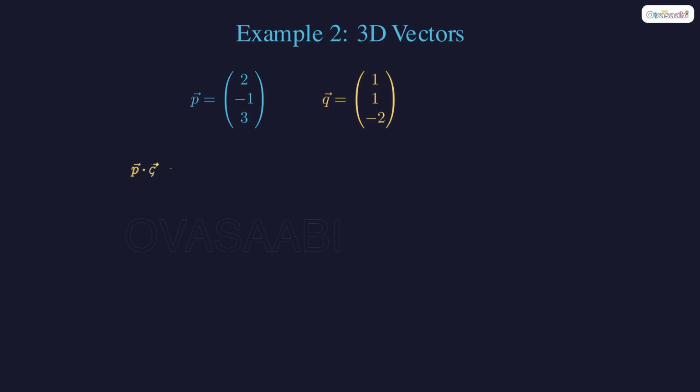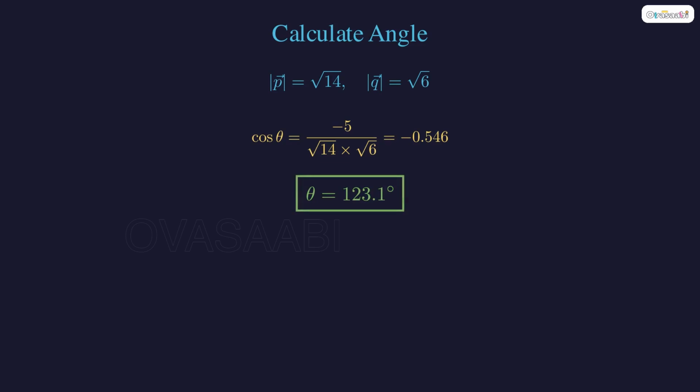Example 2 uses three-dimensional vectors. The dot product is 2 times 1, minus 1 times 1, plus 3 times negative 2, equals negative 5. The magnitudes are root 14 and root 6. So cos theta equals negative 5 over root 84, giving theta equals 123 degrees.